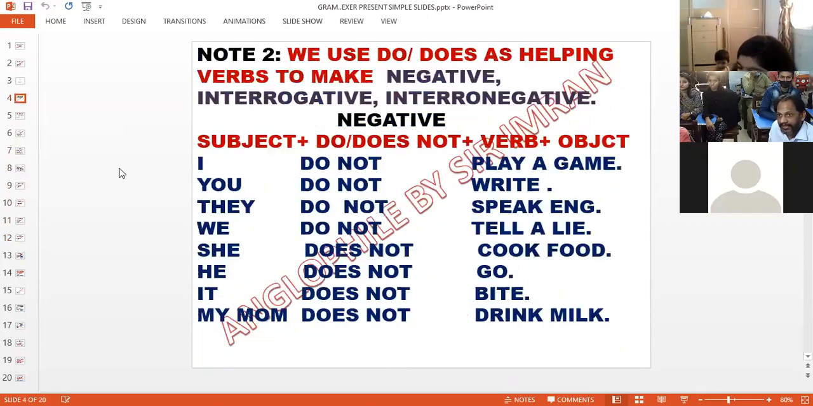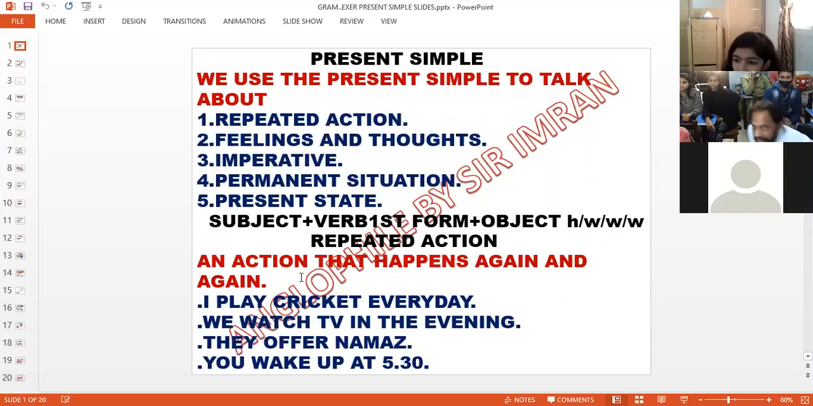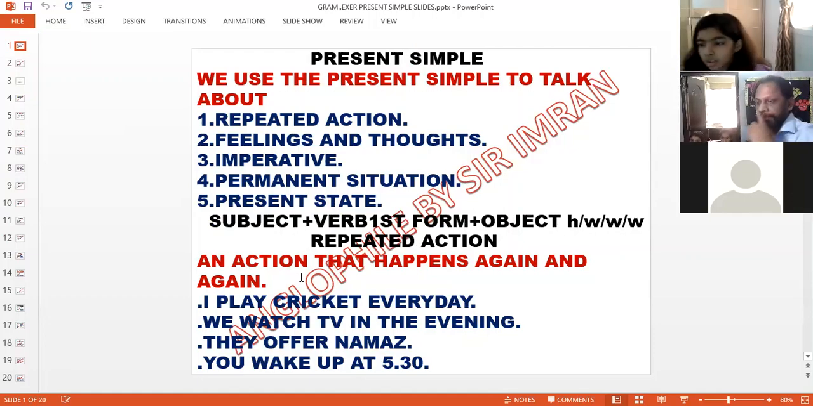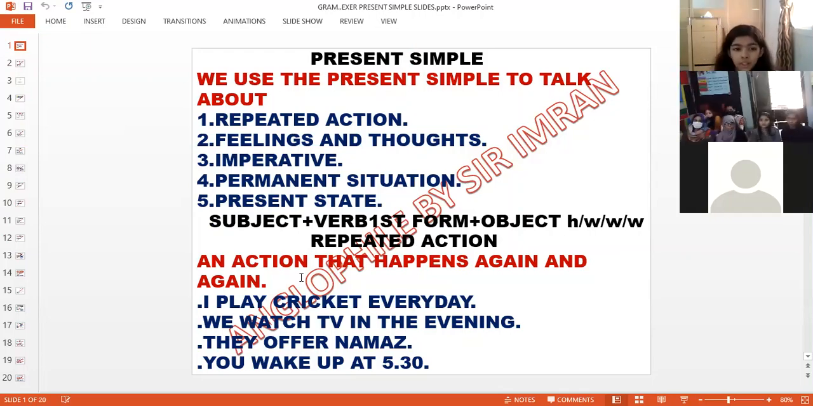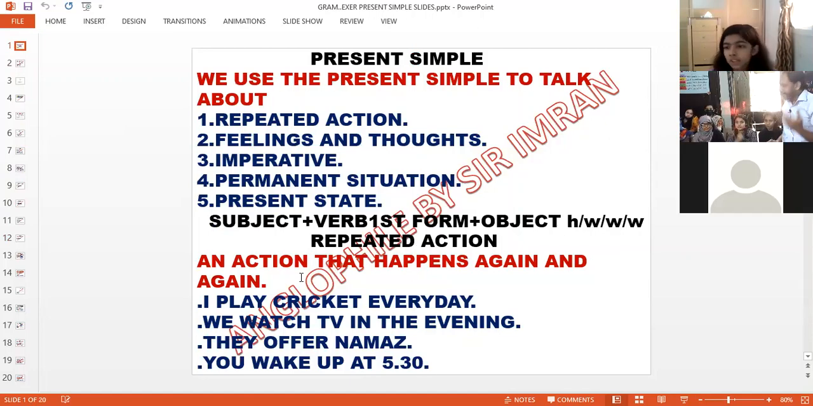Here we go. So let me give you an overview. अब मैं आपको overview देता हूँ. So now again, we use the present simple to talk about what? The first one: repeated action, feelings and thoughts, imperative, permanent situation, present state. Feelings and thoughts, imperative, permanent situation, and present state. So which states are they? Which form of verb are we supposed to use? First form. What are the helping verbs? Do and does. Yes, great. Do and does are the helping verbs.